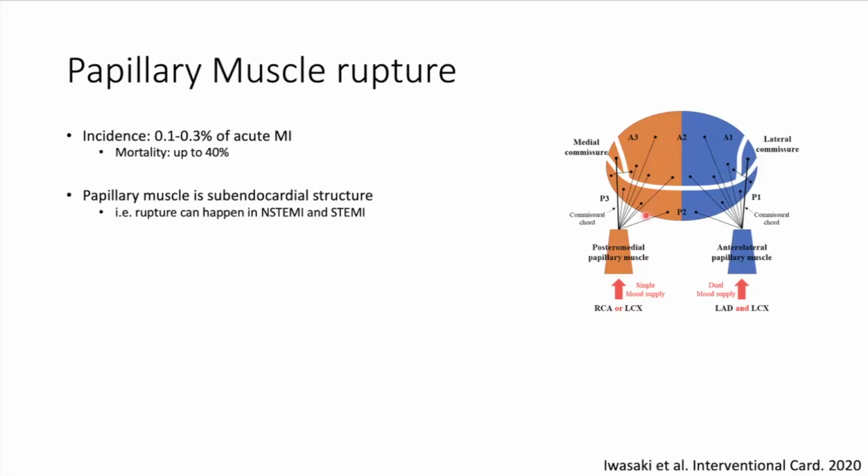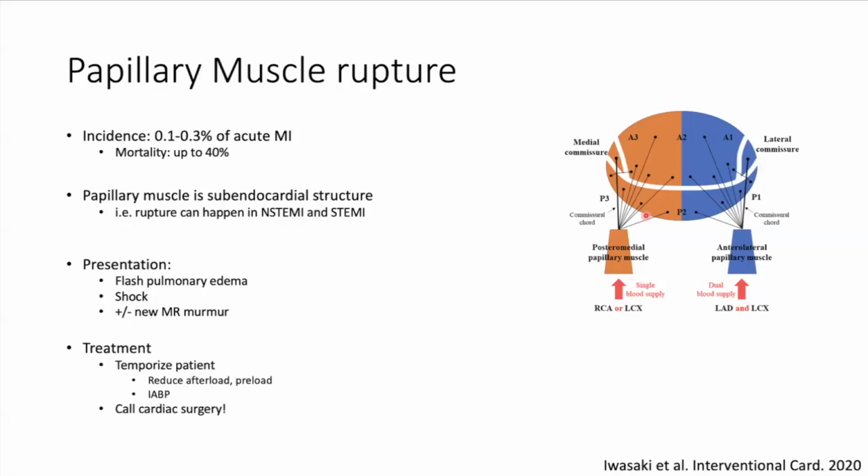Also important to mention that it is a subendocardial structure, so you can have rupture happening with non-STEMIs as well as STEMIs. These patients present quite dramatically, in flash pulmonary edema, quite shocky. There may or may not be a mitral regurgitation murmur present, just because of the rapid equalization of the chambers. There may not be enough turbulent flow to auscultate. The treatment really is surgery.